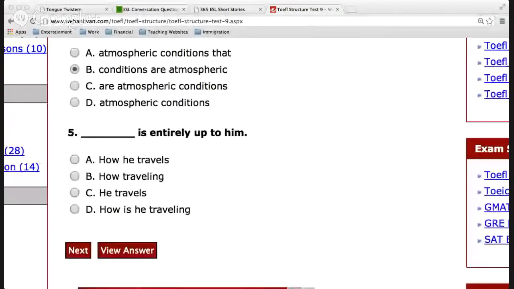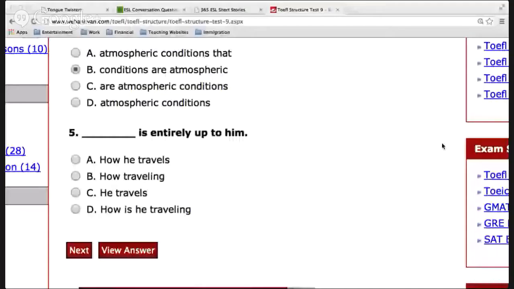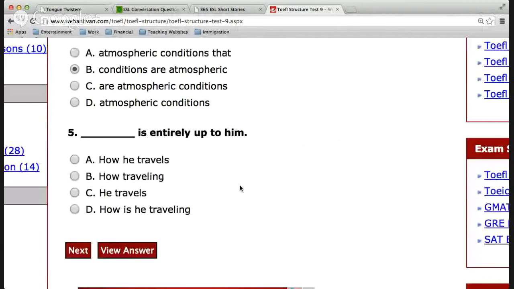Dang it, I forgot again. Who? Mohammed. Mohammed, right? Mohammed, number five. Blank is entirely up to him. How traveling is entirely up to him, B. Okay. How traveling is entirely up to him.